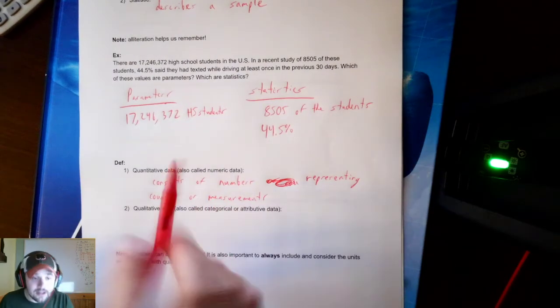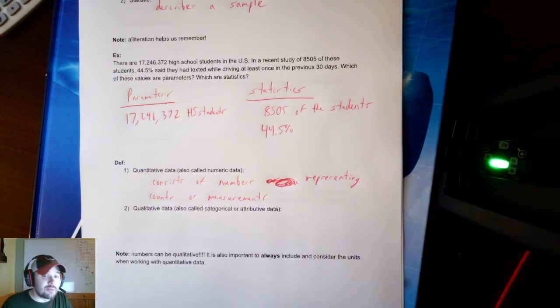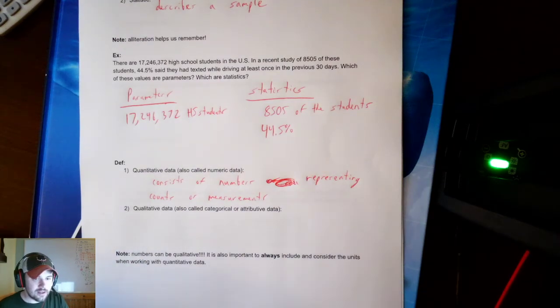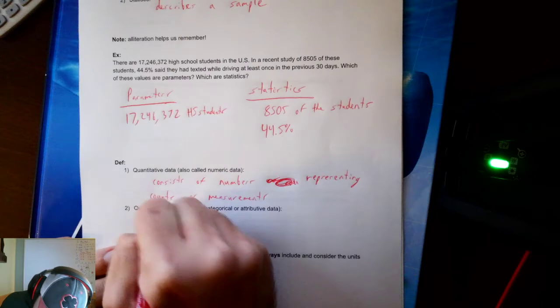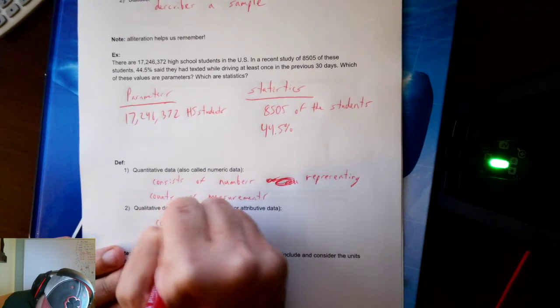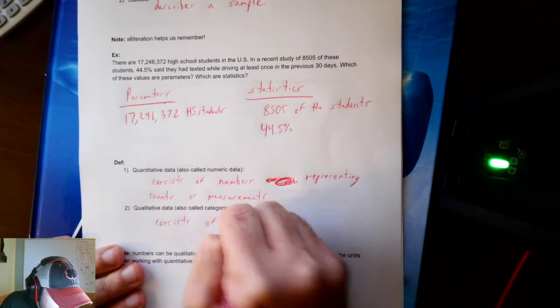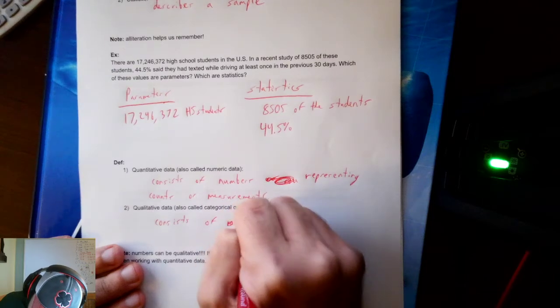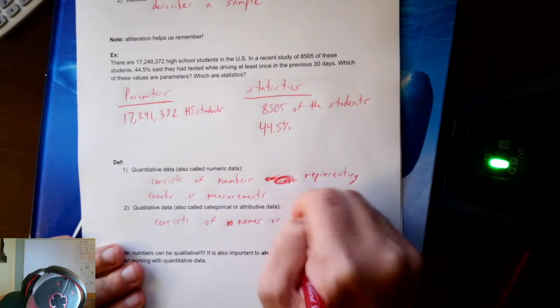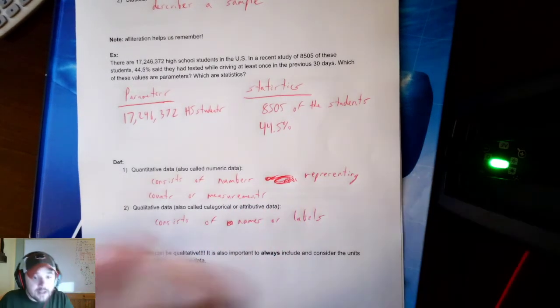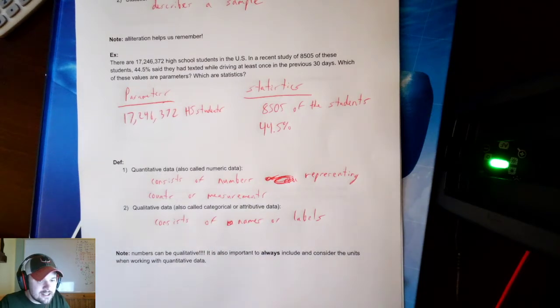They're numeric. They are numeric in nature. They represent numbers. They're counts. You're counting things. You're measuring things. Quantitative data. Whereas qualitative data, which can be called categorical or attributive, consists of names or labels. Qualitative data consists of names or labels.